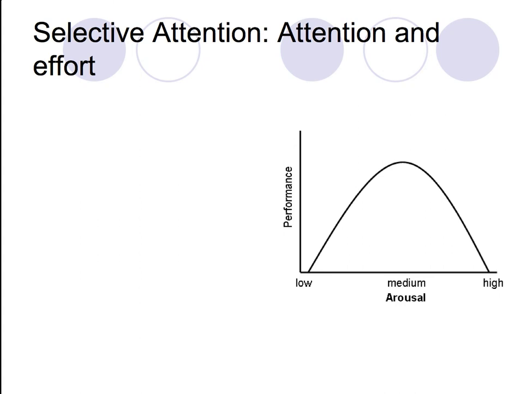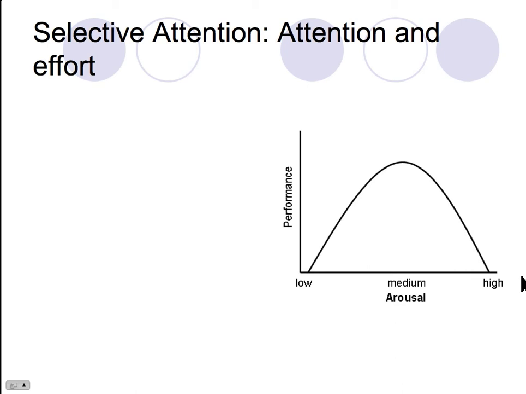So all this talk of attention, and many of us have sort of operated under the illusion that we can do many things at once. And before I get to the idea of multitasking, I want to talk about attentional resources and attention and effort. So this is a standard performance arousal curve. If you're barely awake, chances are your performance on an attention-demanding task is pretty low. Likewise, if you're super hyper alert and nervous, your attention to that task is going to be difficult.